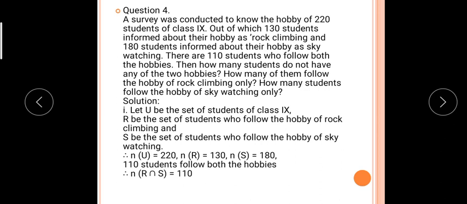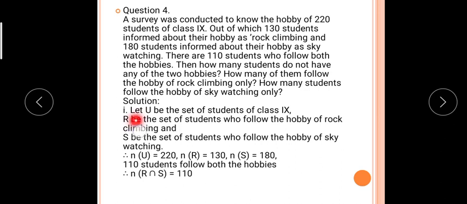Understood? Now, how many students do not have any of the two hobbies? Firstly, we have to find out the union. Union means what? The number of students who have the hobby of sky watching or rock climbing. And after that we have to subtract that union from the total number of students. Then you will get the number of students who do not follow any hobbies.